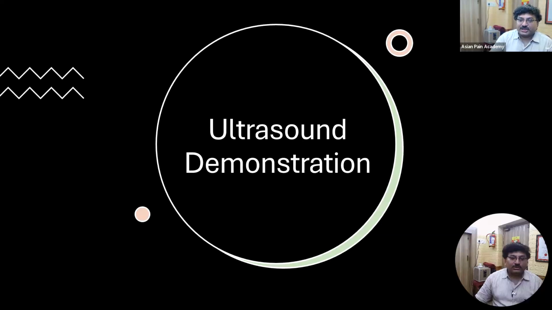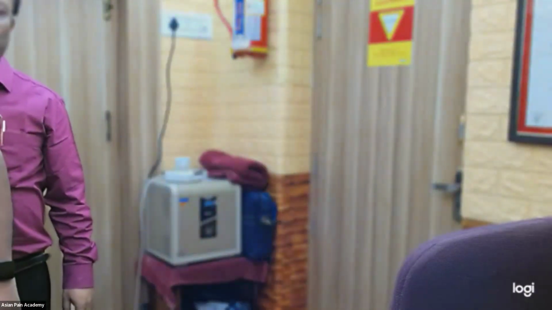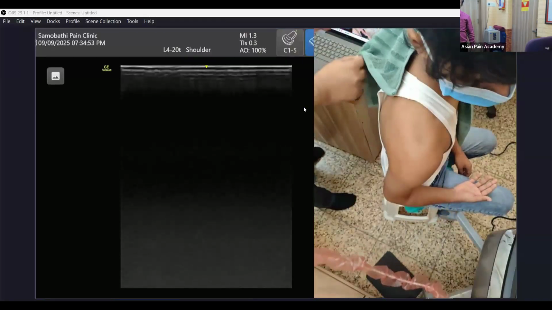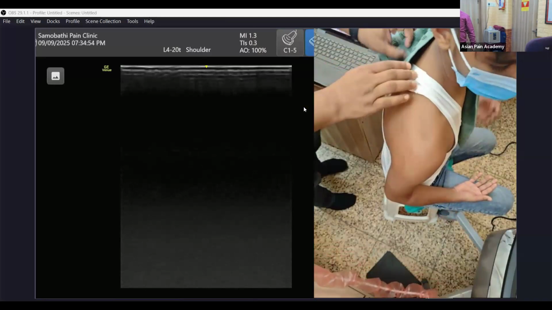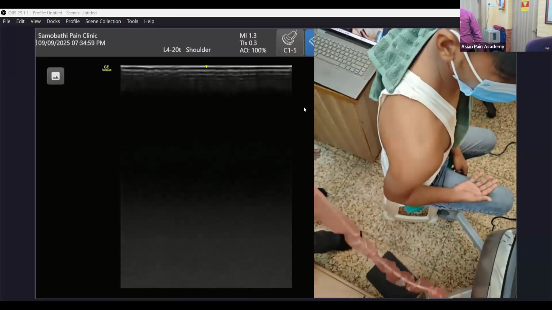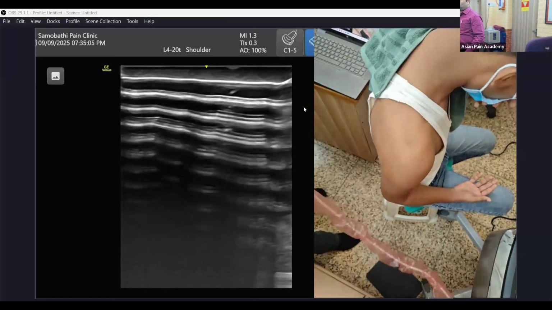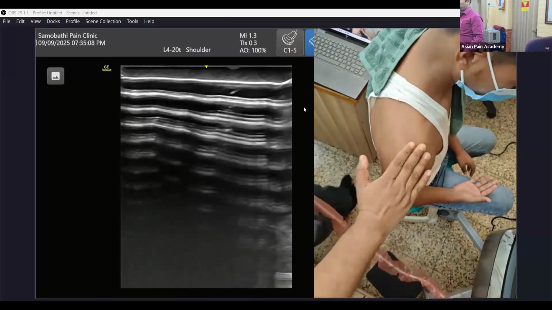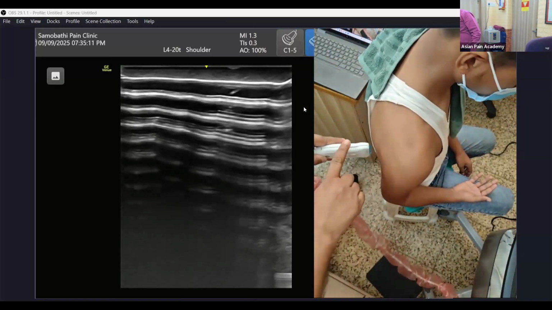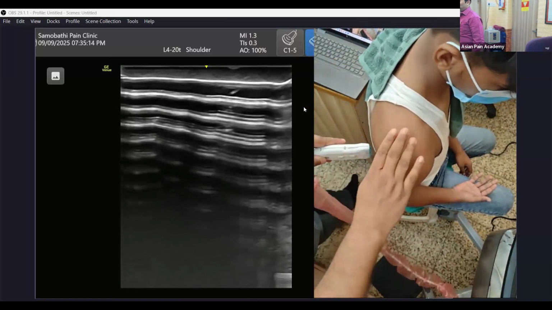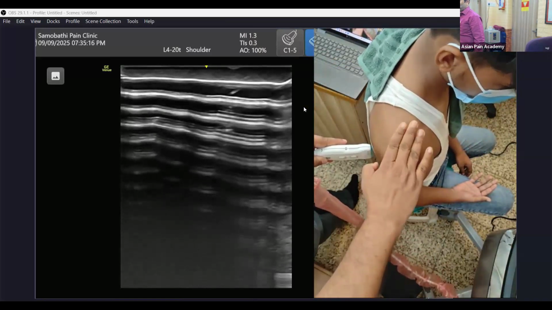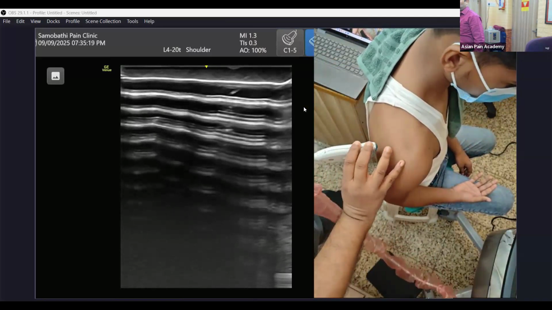So let us demonstrate under ultrasound. We are seeing the posterior side, and here we have to locate in the same manner. That means we have to locate the infraspinatus and the teres minor in a longitudinal view. So how am I putting the probe? This portion is the index marker. I am putting the index marker towards the superior side, that means towards the head or cranial side of the volunteer.